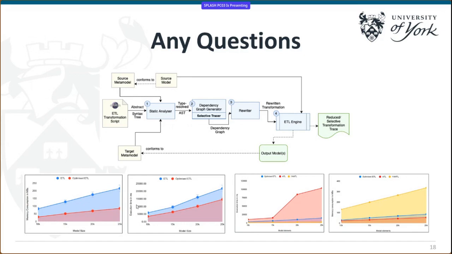Can I ask one question? My second question is related to the static analysis. How does it compare to, for instance, an analyzer that is created for ATL? Is it the same for ETL, or is it different somehow?